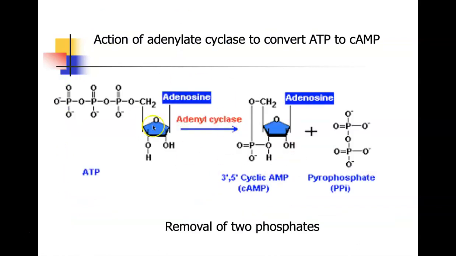Okay, here's the action of our enzyme adenylate cyclase to convert ATP to cyclic AMP. Basically, you have ATP, adenosine triphosphate, right? 1, 2, 3 phosphate molecules on there. And adenylate cyclase encourages the removal of 2 phosphates. So cyclic AMP is adenosine with a single phosphate on there.